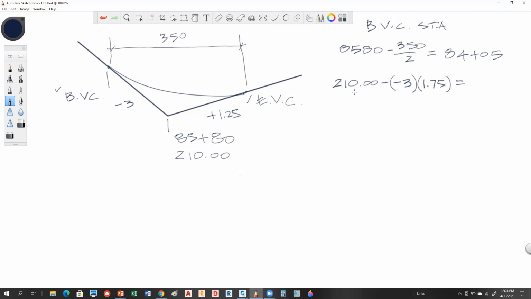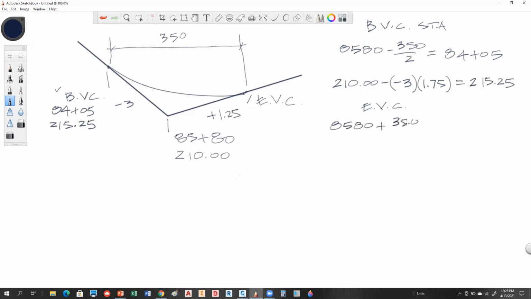So that's probably the hardest thing you deal with in vertical curves. So I've got a rise here of 5.25 feet. So we're going to add that to the 210. So you guys check my math, but it looks like this is sitting at 215.25. Anybody agree with that? Yep. So over here now we know that this is 84 plus 05 for an elevation of 215.25.